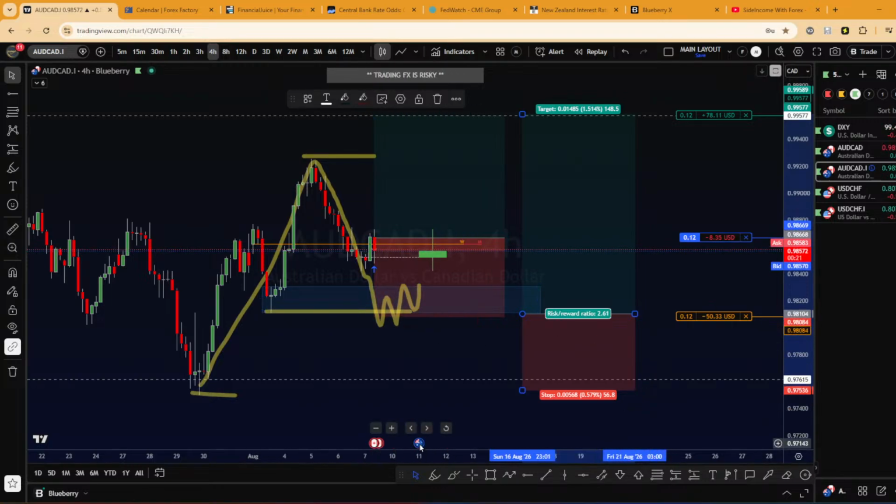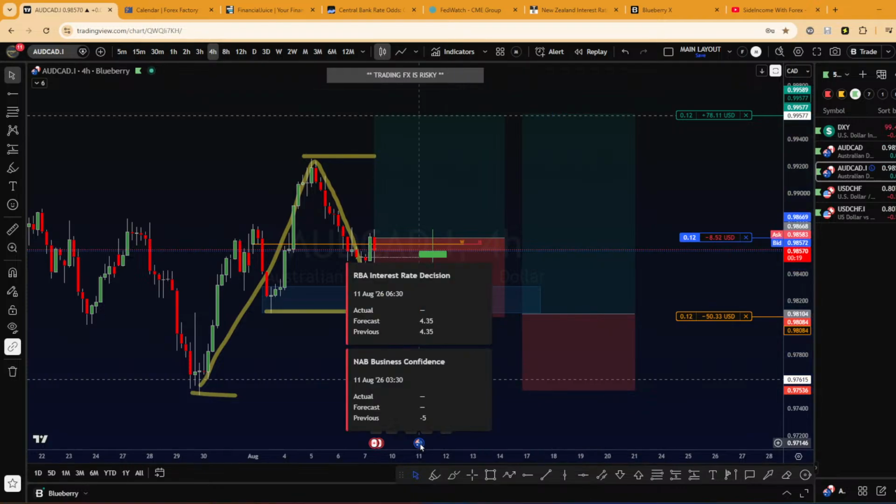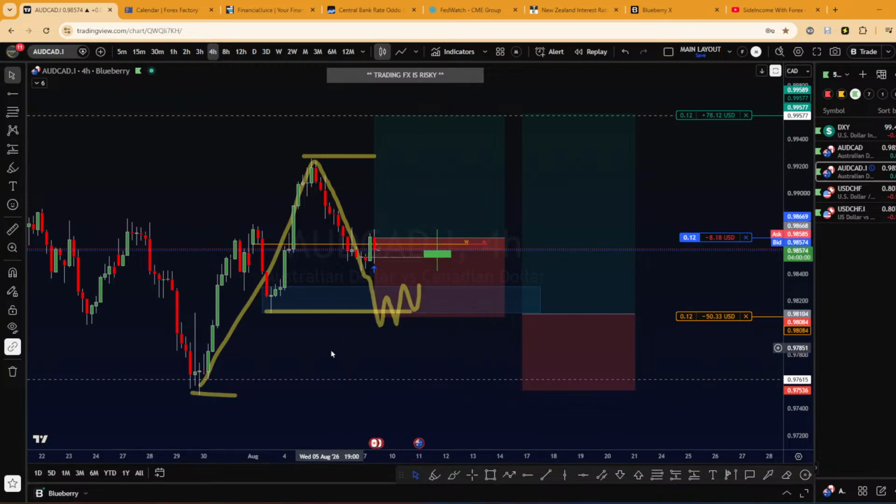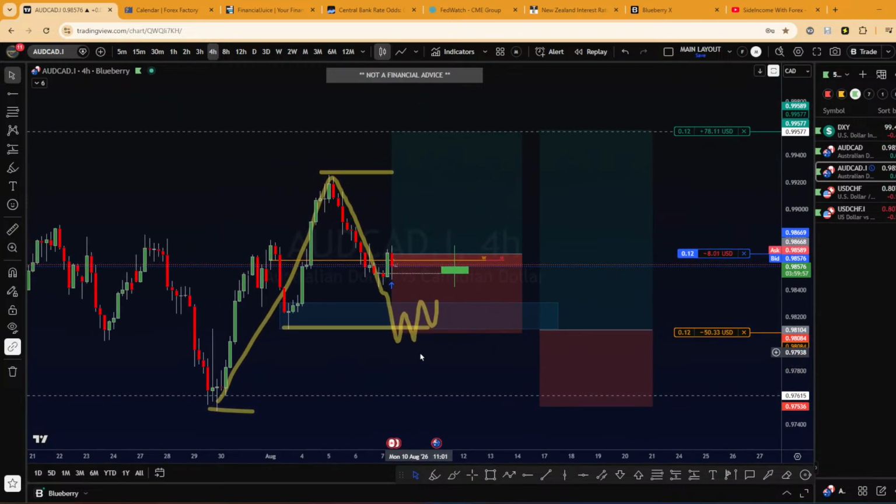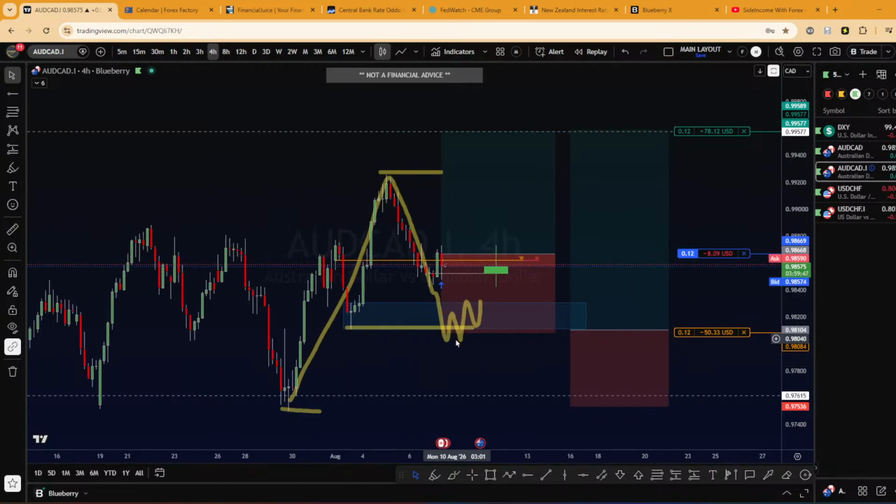If I get stopped out, because I still think that fundamentally Aussie is strong, and we have next week the RBA interest rate decision where we expect to hold rates because we still have inflation, we have all these things going on in Australia. So the monetary policy is still to hold high rates in Australia. So that's why I think we could potentially continue to the upside.